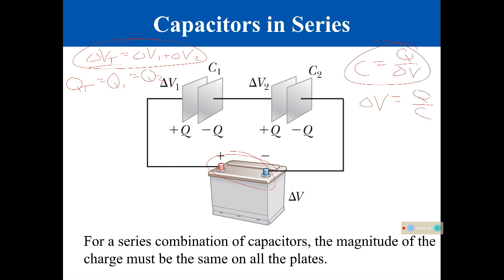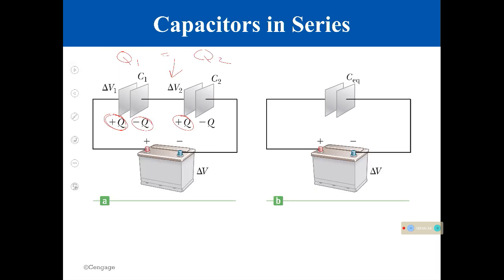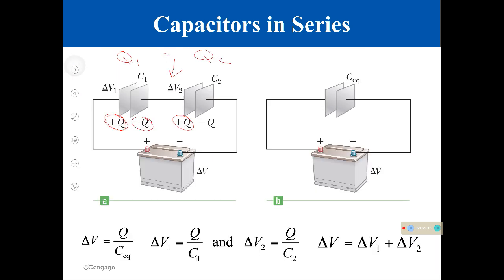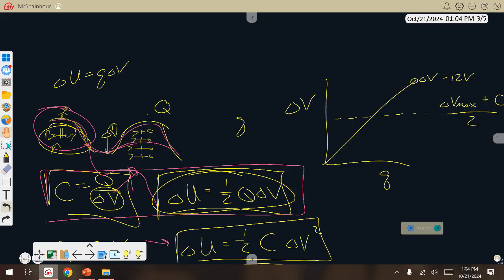So what they're going to do now on the next slide is use those relationships and start plugging them in. This will be Q over C total. I'll talk about that in a second. V1 is Q over C1, and V2 is Q over C2. Why don't any of the Q's have subscripts? Because they're all the same. So when I plug them in, I get this.